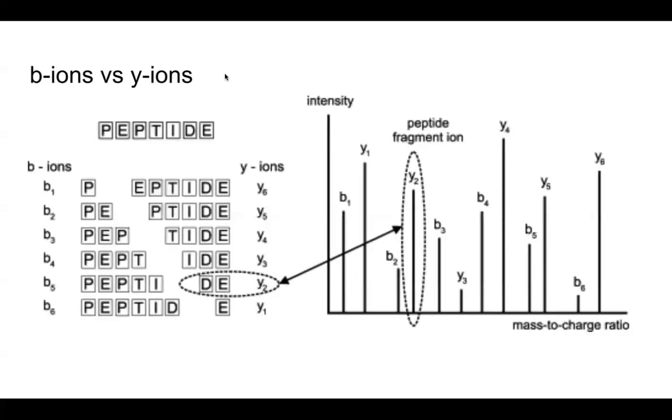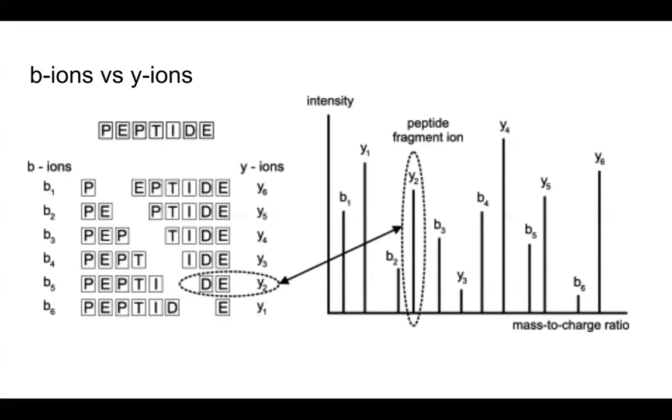So how do we differentiate B ions from Y ions? When a peptide is ionized and then fragmented, it typically breaks the peptide bonds that link amino acids together. The resulting fragment ions can then be categorized based on their structure. B ions are generated from the N-terminal, the amino end of the peptide, and are defined as the fragment ions formed by the cleavage of the peptide bond, resulting in a positively charged ion that includes the first amino acid and continues to the C-terminal or the carboxyl end of the peptide.